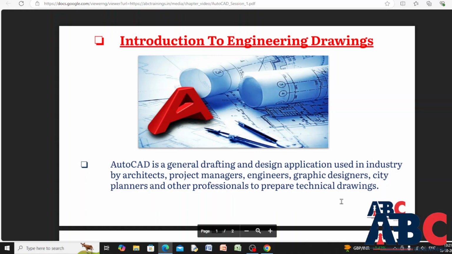In this series we are going to learn about AutoCAD for civil engineers and architects. Let's start with an introduction to engineering drawing. AutoCAD is a general drafting and design application used in industry by architects, project managers, engineers, graphic designers, city planners, or town planners, and other professionals to prepare technical drawings.